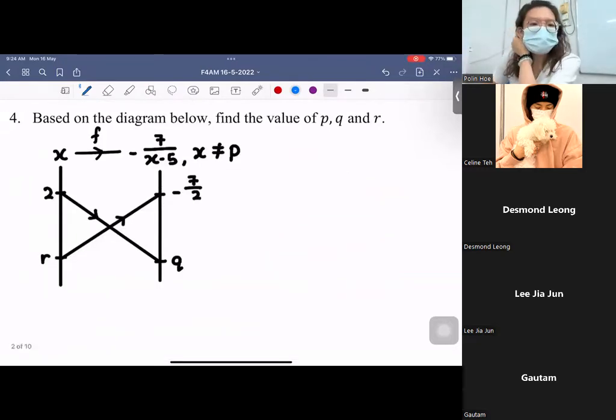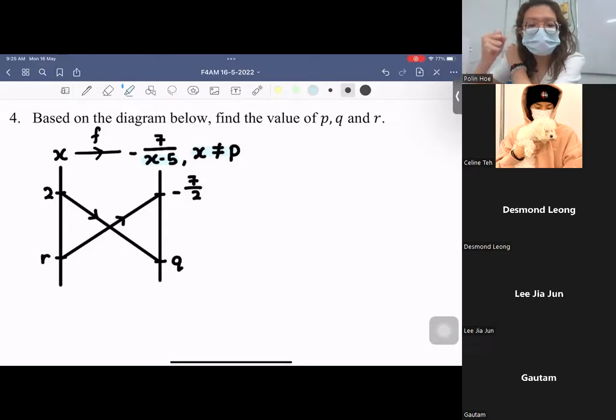Question 4, based on the diagram below, find the values of P, Q, and R. You see, I purposely give you a function like this because I want to test you on this. X is not equals to P. Do you understand what it means by X is not equals to P? Because this denominator cannot be equals to 0.